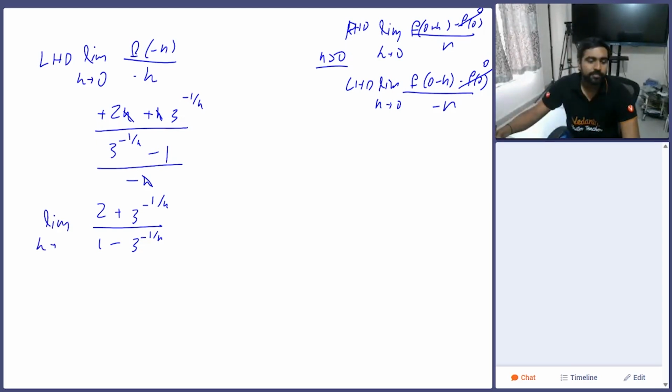Limit h tending to 0. Okay, and then straightforward, can I say over here that h is tending to 0, 3 power minus infinity is 0, 3 power minus infinity is 0. What is this equal to?